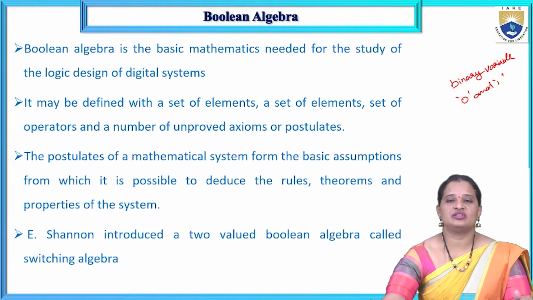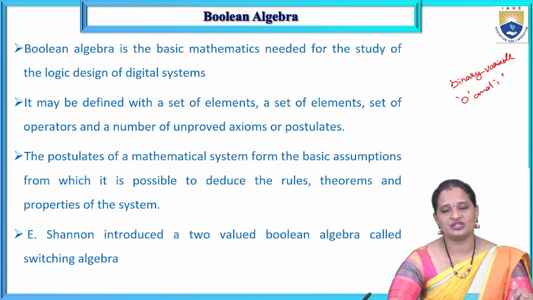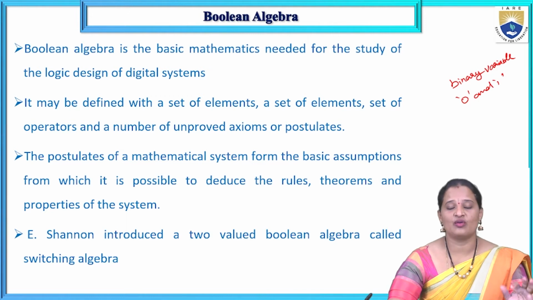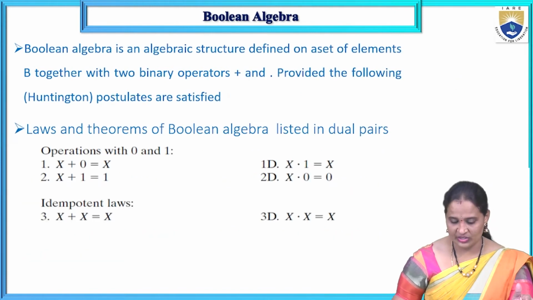Boolean algebra was introduced by a scientist named E. Shannon, and a two-valued Boolean algebra is also called switching algebra. Two-valued Boolean algebra means, as I told you, that Boolean algebra deals with Boolean variables which can accept only the values 0 and 1, and hence we can also call it switching algebra. So this is the basic introduction to Boolean algebra.